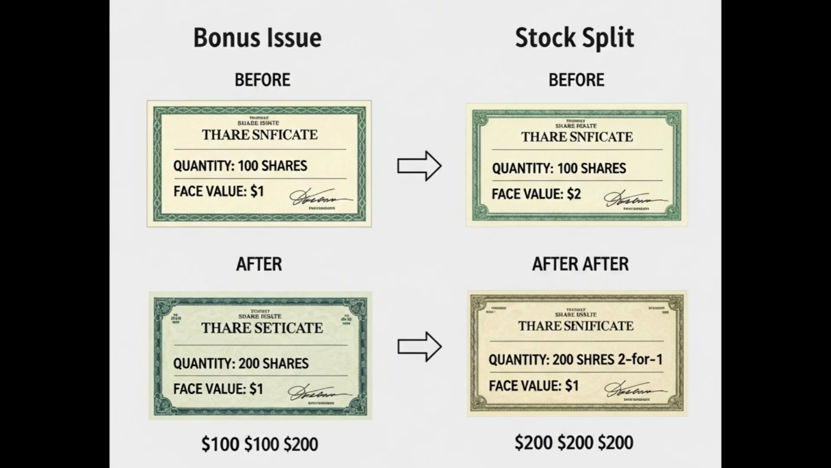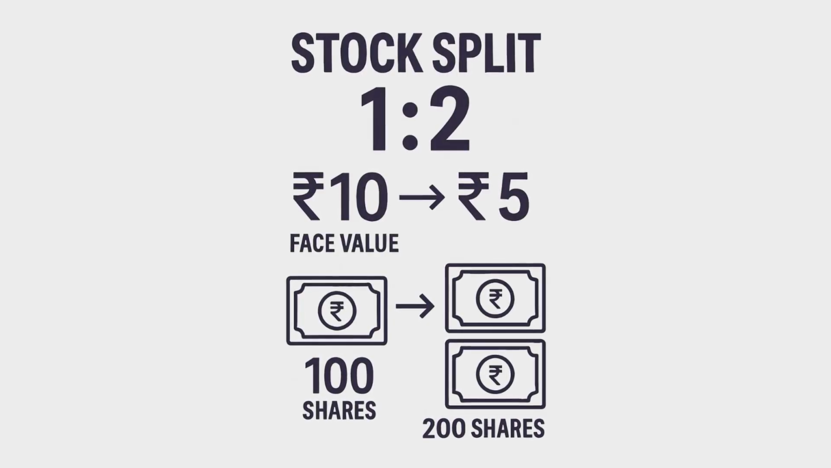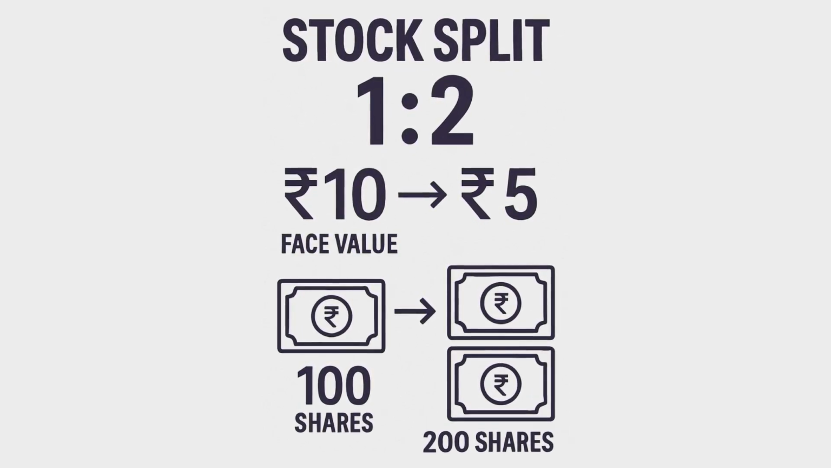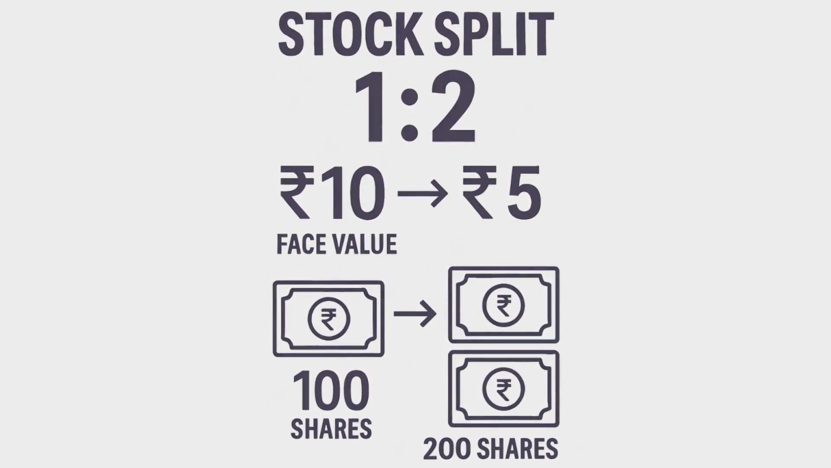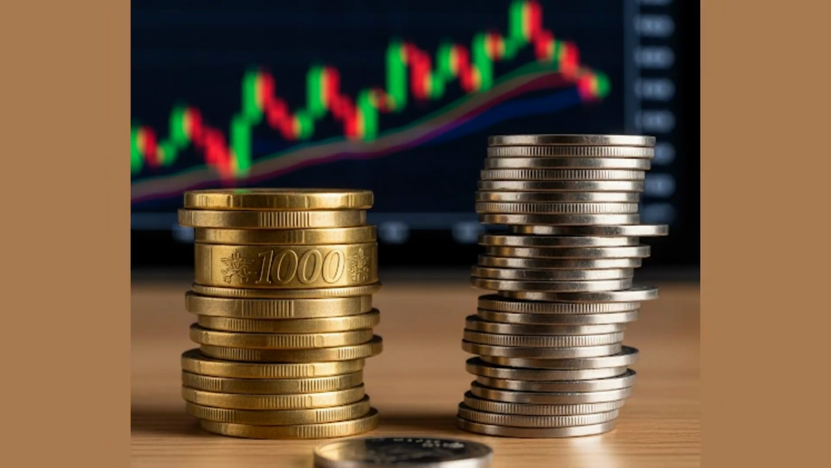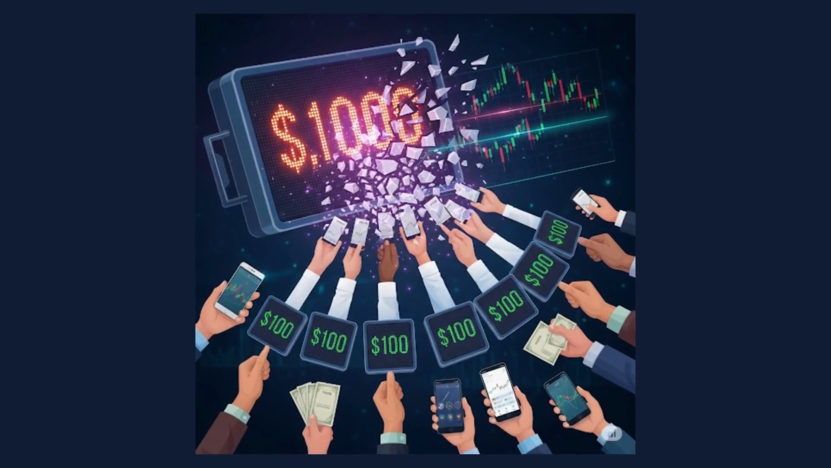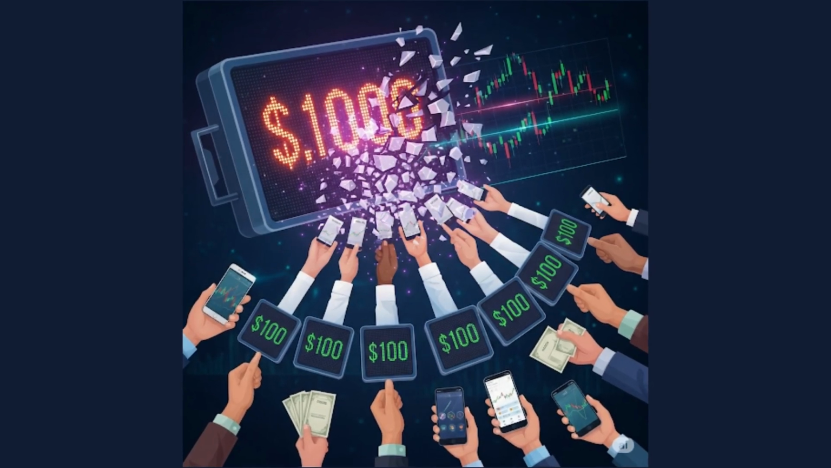A stock split is similar to a bonus issue, but here the face value changes. For example, in a 1-to-2 split, a 10 rupee face value becomes 5 rupees, and your 100 shares become 200. Again, no change in investment value, but the per-share price comes down. This makes the stock more liquid and affordable, just like a bonus issue.